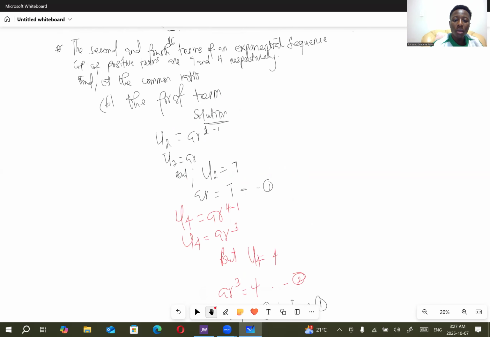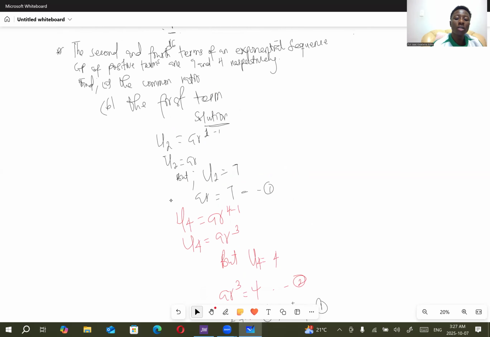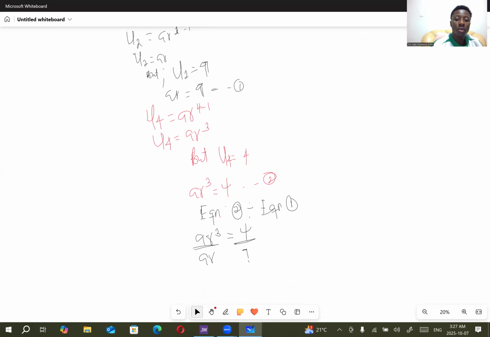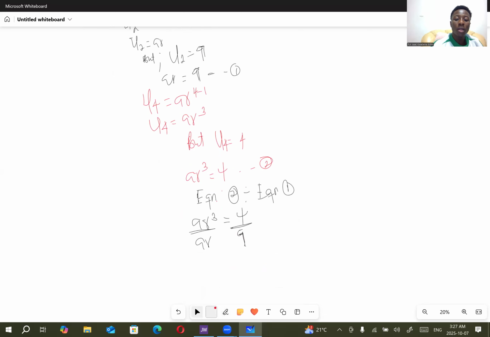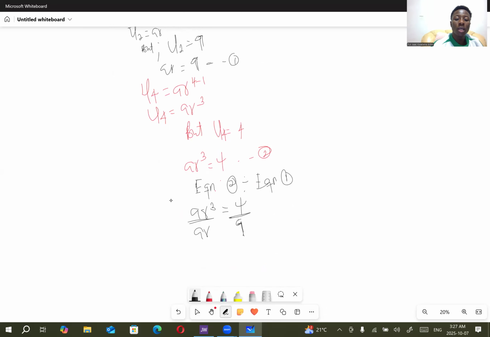It's 9, it's true. Okay, so here will be 9. Right? So that you see A will cancel A. Even R is 3 here, so it will cancel 1. You'll be left with R squared.